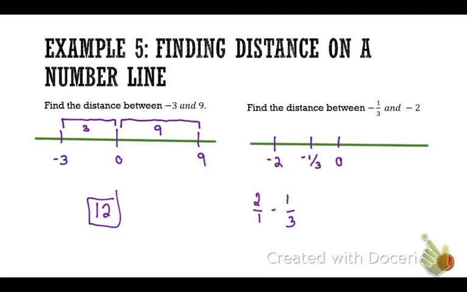Okay, so what would I multiply the first fraction by? 3, top and bottom. Okay, 6 over 3 minus 1 over 3 equals what? 5/3. And you can leave your answer improper. That's the distance between the two of them. Okay? So distance is a lot of absolute value.